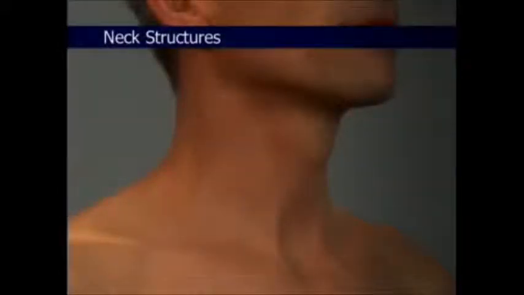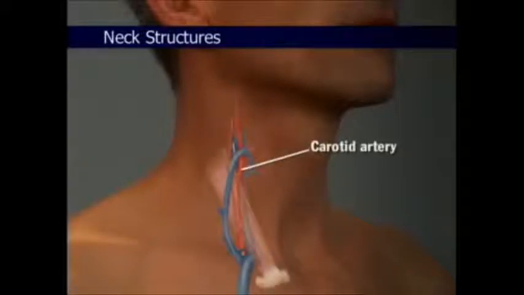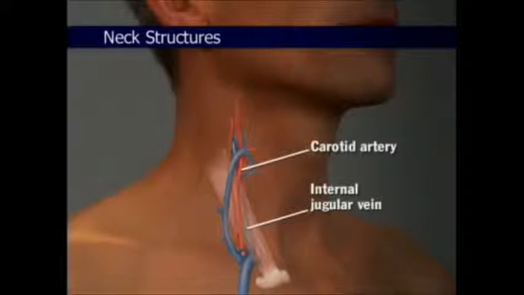With the patient's health history in mind, you are now ready for the examination. Before beginning, let's review the three key cardiovascular structures in the neck: the carotid artery, the internal jugular vein, and the external jugular vein.